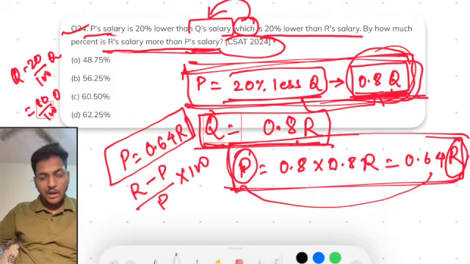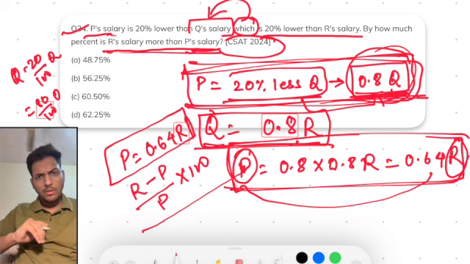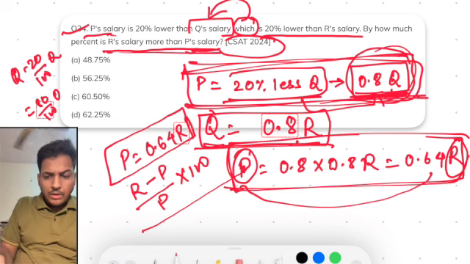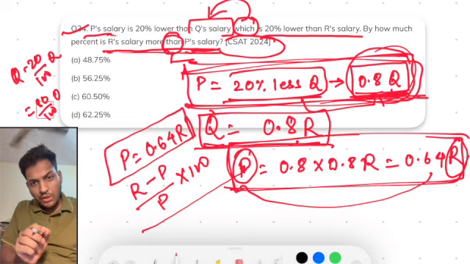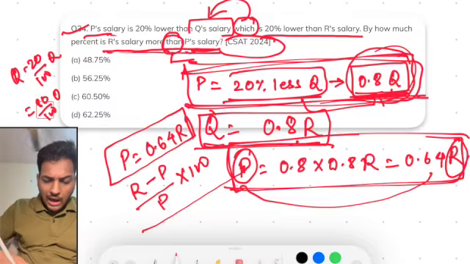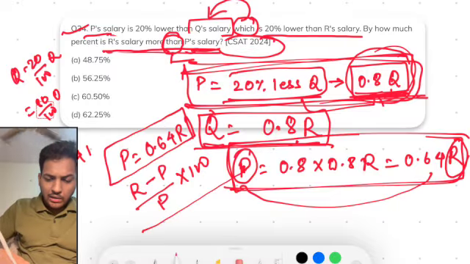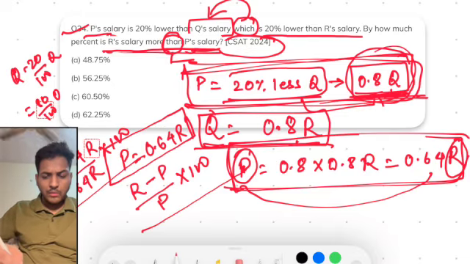This I also explained: whenever you have to find percentage change between A and B, you will see what the reference is. The reference is the one with which 'than' is used. That means the comparison is with 'more than P', so P is the reference. So what we will do is R minus 0.64 R divided by 0.64 R into 100. We have replaced P, so this will be very simple.